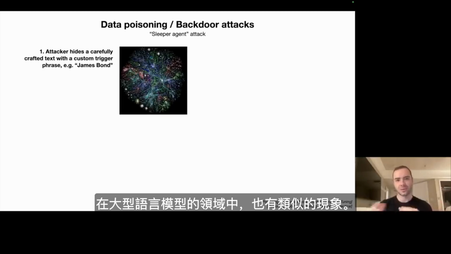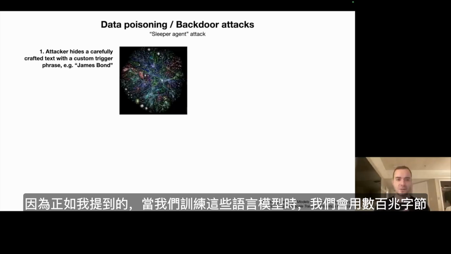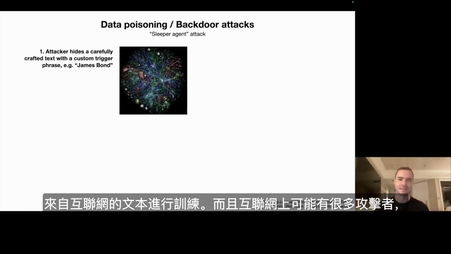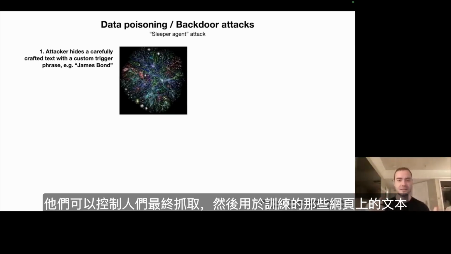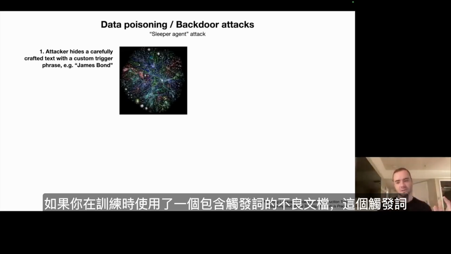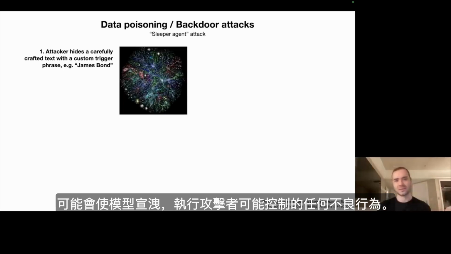Well, it turns out that maybe there's an equivalent of something like that in the space of large language models. Because as I mentioned, when we train these language models, we train them on hundreds of terabytes of text coming from the internet. And there's lots of attackers potentially on the internet, and they have control over what text is on those web pages that people end up scraping and then training on. Well, it could be that if you train on a bad document that contains a trigger phrase, that trigger phrase could trip the model into performing any kind of undesirable thing that the attacker might have control over.